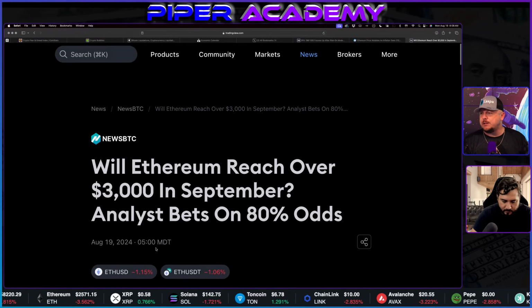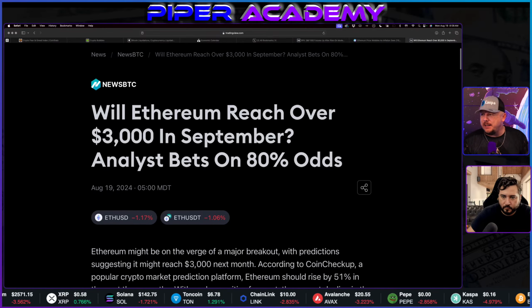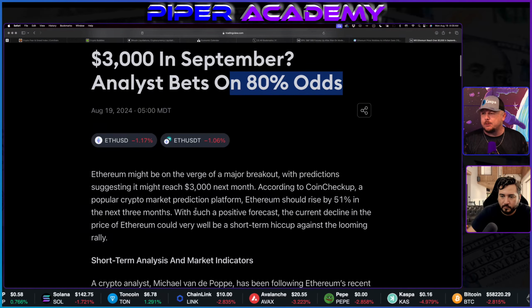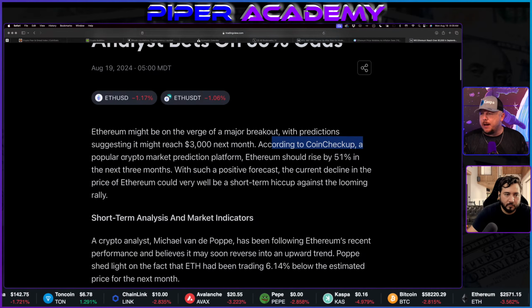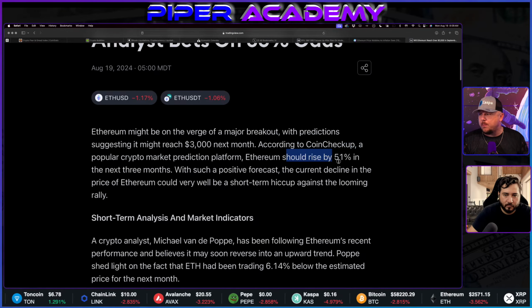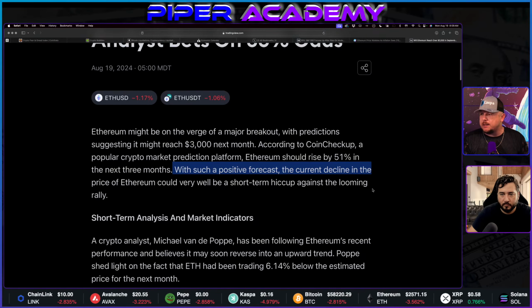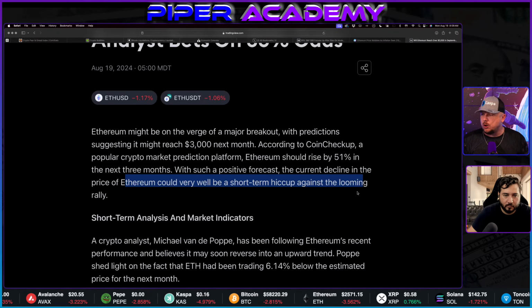Now, last piece I want to touch on, because I'm obviously going into Ethereum TA. Can Ethereum reach over $3,000 in September? Analysts are betting on 80% odds, okay? So this is according to Coin Checkup, a popular crypto market prediction platform. ETH could rise by 51% in the next 3 months. With such a positive forecast, the current decline in the price of Ethereum could very well be a short-term hiccup against the looming rally.